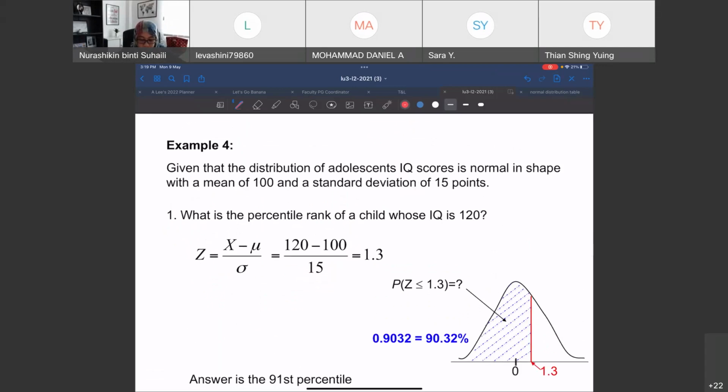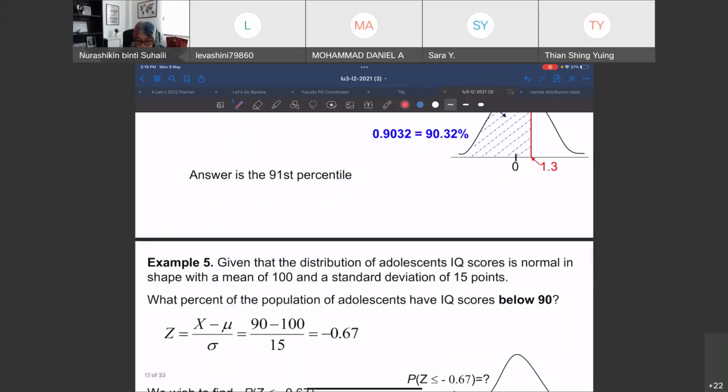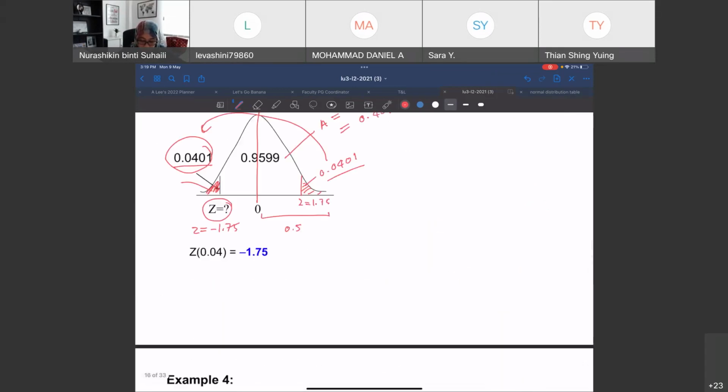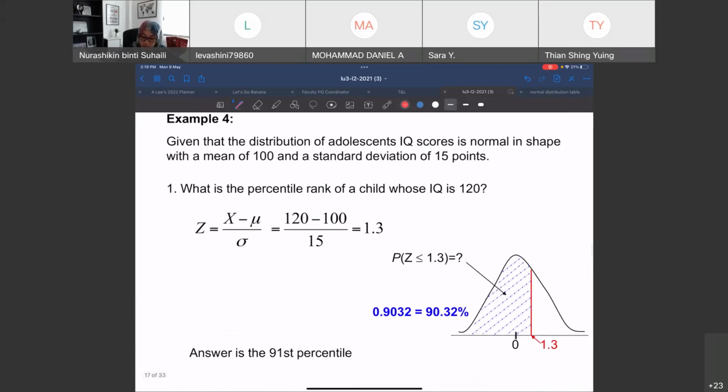Given that the distribution, okay, there are so many questions like this. Actually, this one you just apply your understanding about the formula and also the region. Okay, let's have a look at this question. Given that the distribution of adolescent IQ scores is normal in shape with a mean of 100, okay, so now it's given a little more extra information: mean of 100, standard deviation of 15 points. What is the percentile rank of a child whose IQ is 120?